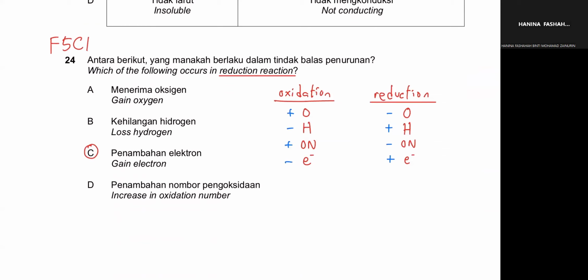Question 24 is C. Reduction. This is a shortcut. I can teach you to remember. Oxidation, you can use O1 to remember. O means oxygen, hydrogen, oxidation number, electron. Oxidation number: plus minus plus minus. Reduction means minus plus minus plus.